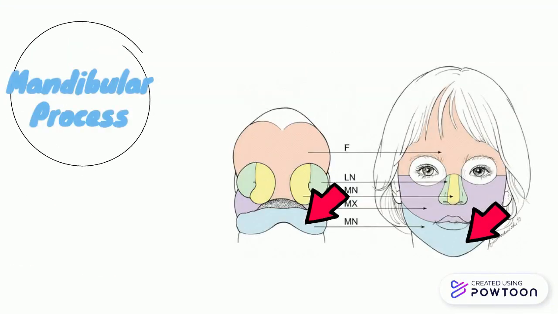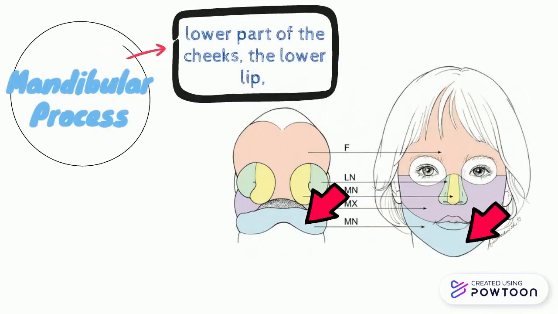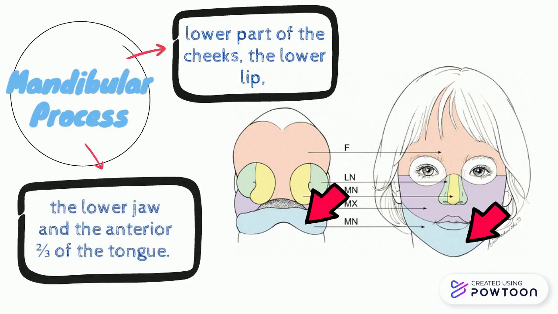Lastly, the mandibular process forms the lower part of the cheeks, the lower lip, the lower jaw, and the anterior 2/3 of the tongue.